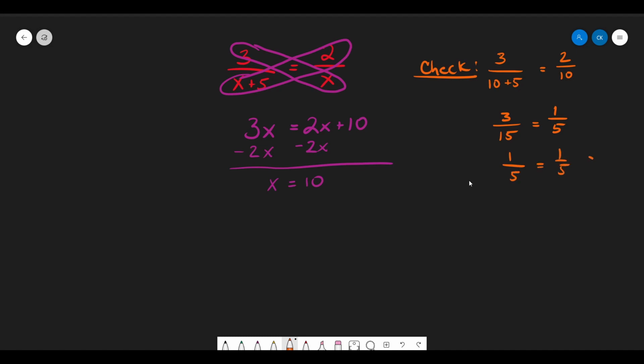And as we see, we get the same thing on both sides of the equation. So that means that this answer is the correct answer. I'm able to use that as my correct answer. So again, it's very important to actually check our answers here. If we don't check the answers, then there is a possibility that the answer that we're putting is not the correct one.